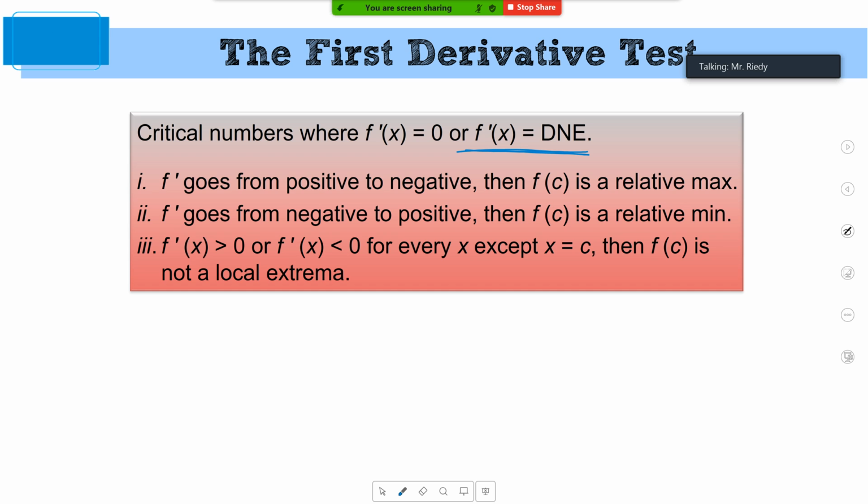If f prime changes from positive to negative, positive means going up, then going down, we have a maximum. It's the top of the hill. Step II, if it goes from negative, decreasing, to increasing, we have a minimum, going down into a valley. If it never changes, then there is no max or min. Like, for instance, a line. That line would have no maxima nor minima because it's always increasing.